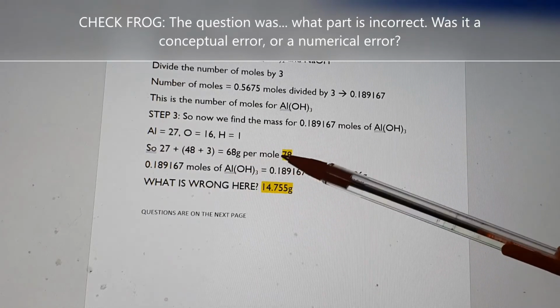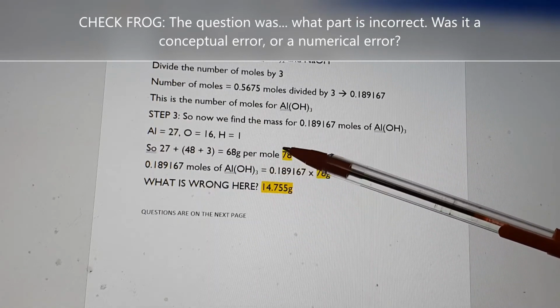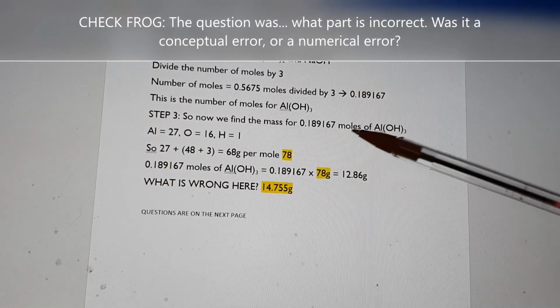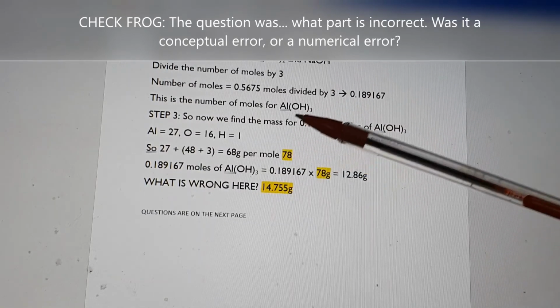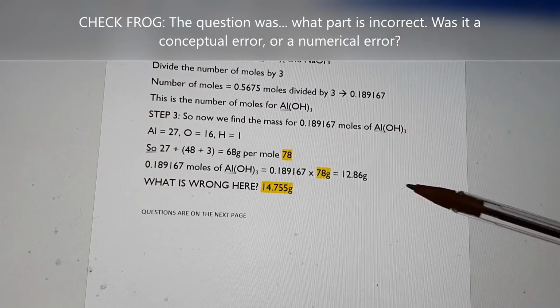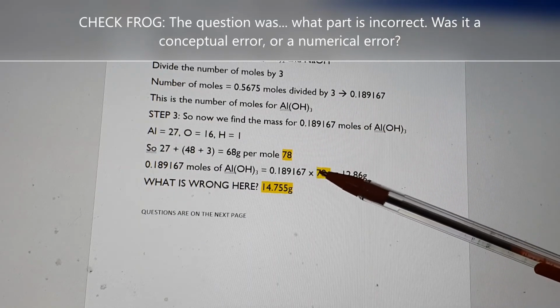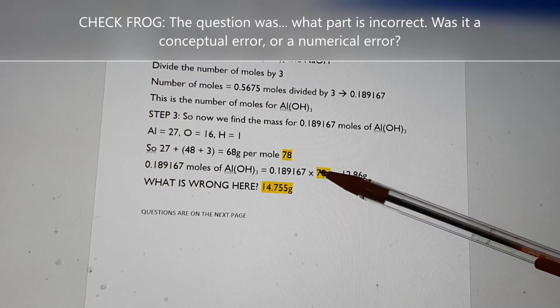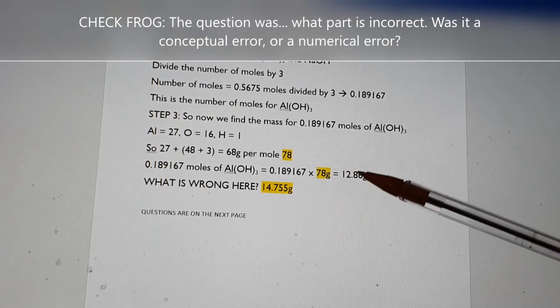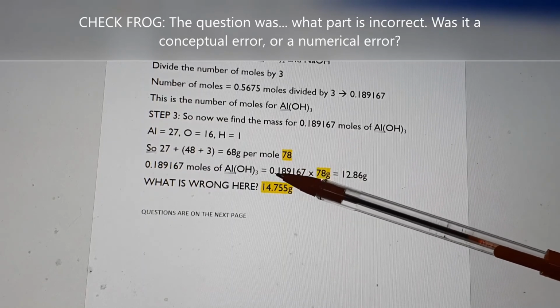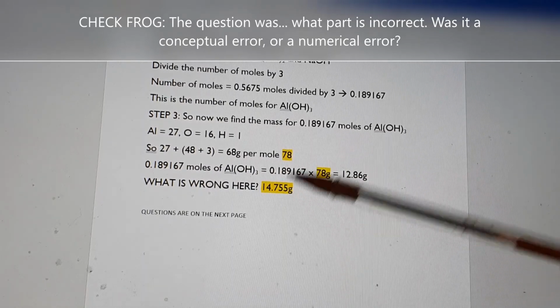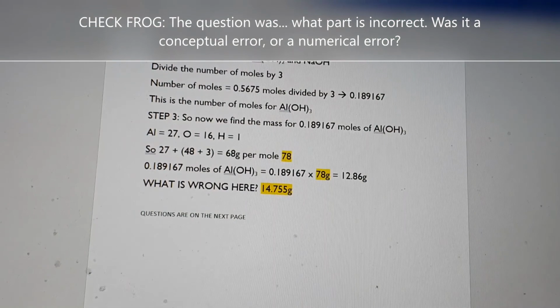So now that we have 1 mole in grams, and we've got that number of moles, we times the number of moles by the number of grams per mole. So because before that was 68, I've changed it to 78. That was incorrect. So when we multiply 78 grams by 0.189167, you should get 14.755 grams.